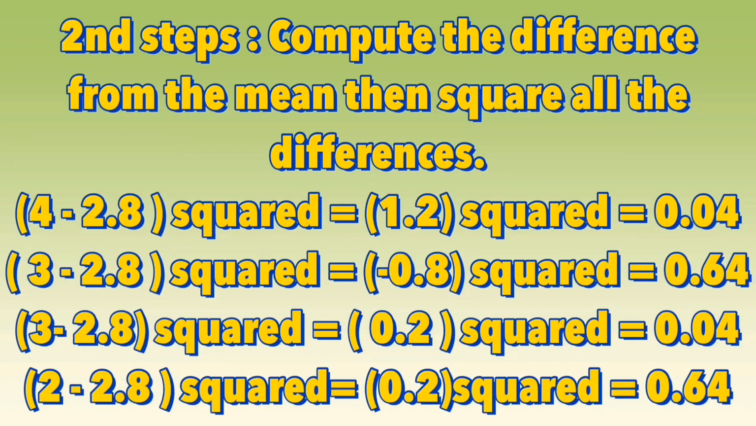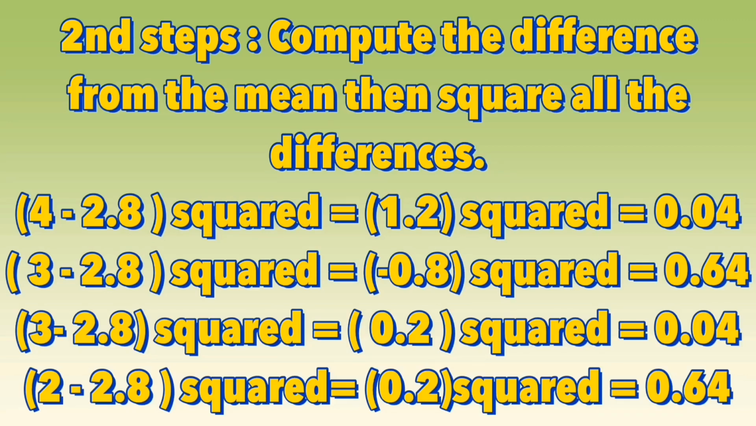After the first step, we will go to the second step: compute the difference from the mean, then square all the differences. The first sample is 4 hours minus 2.8, which is the mean, then square. The answer is 1.2 squared, which becomes 1.44. Then the next is 3 minus 2.8 becomes 0.2 squared equals 0.04.